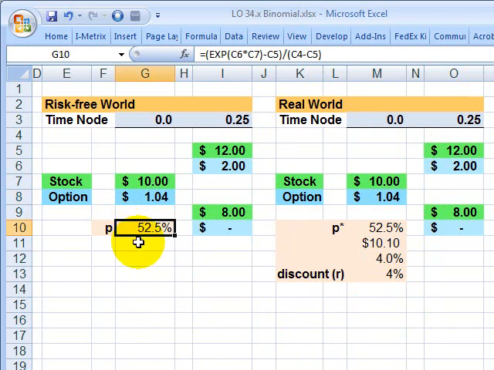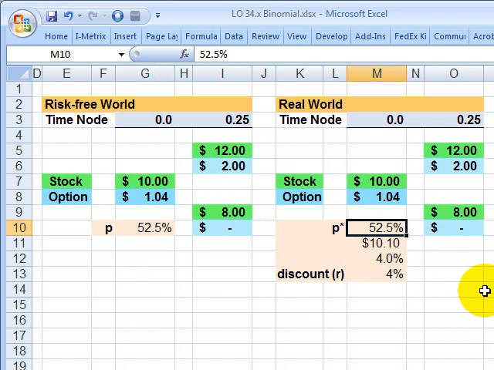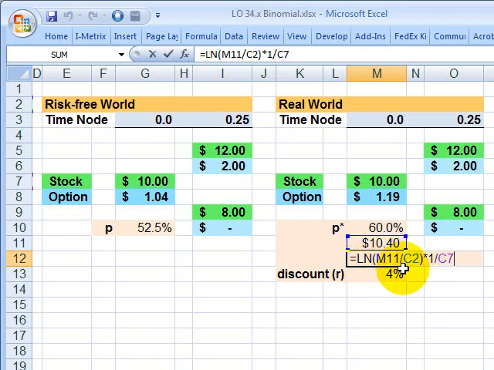In the risk-free world, we said the probability of an up jump is about 52.5%. And let's just say, I'm just making this up, that in the real world where there's risk, we think the probability of the stock going up is 60%. That means we expect the future stock price to be $10.40. And then if I compute the implied return on our stock here, I can just take the natural log of that $10.40 divided by the $10 that I started with.